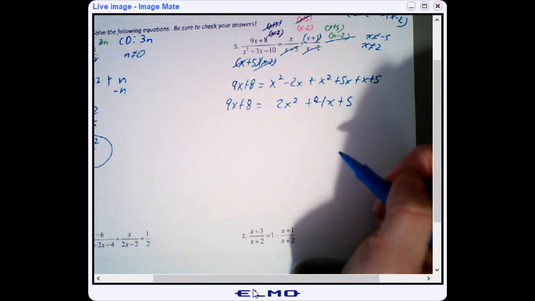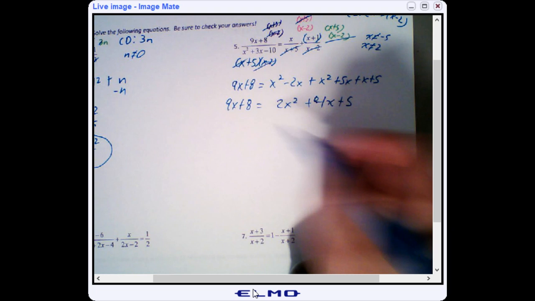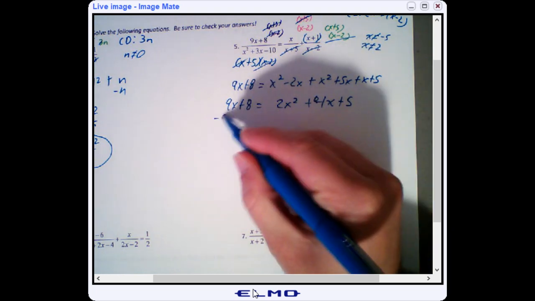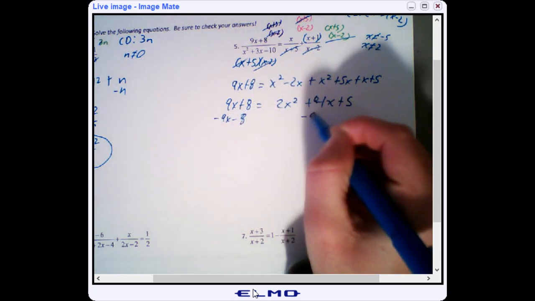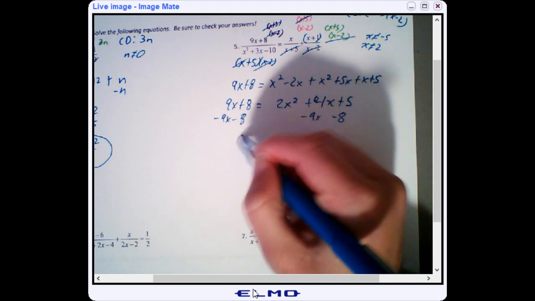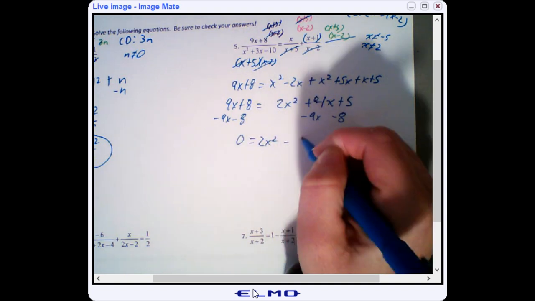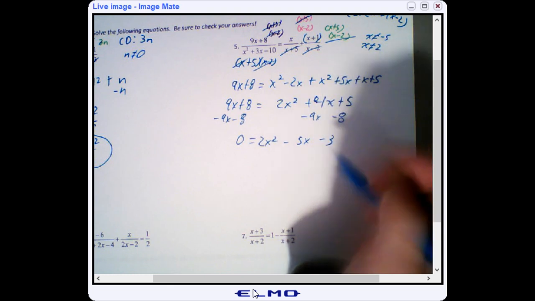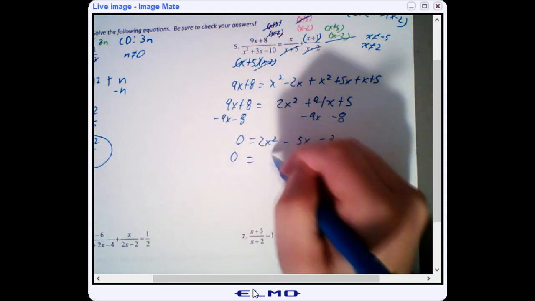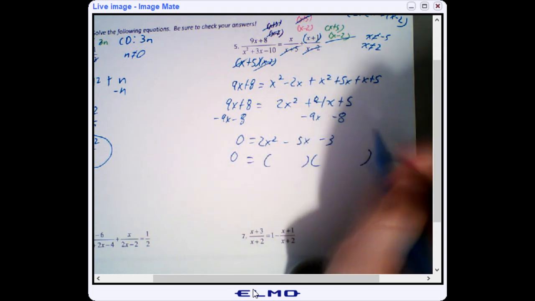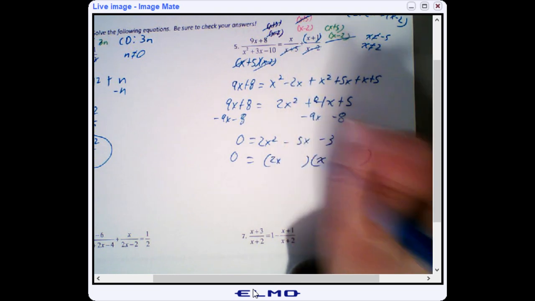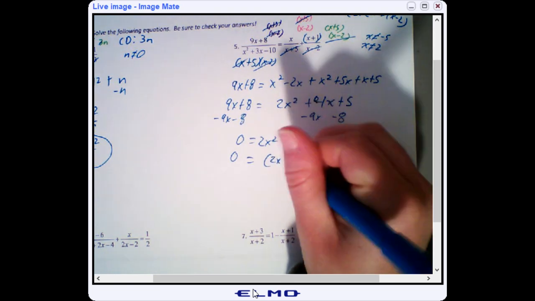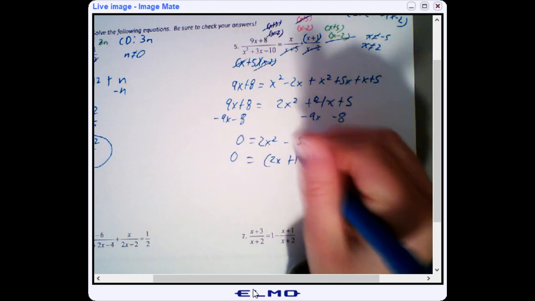And then I'm going to get everything on one side because this x squared is not going to go away. So subtract 9x, subtract 8. 0 equals 2x squared minus 5x minus 3. I'm going to try and factor that because it's a trinomial. So 2x and x, minus 3 plus 1. So negative 6 plus 1 is negative 5.